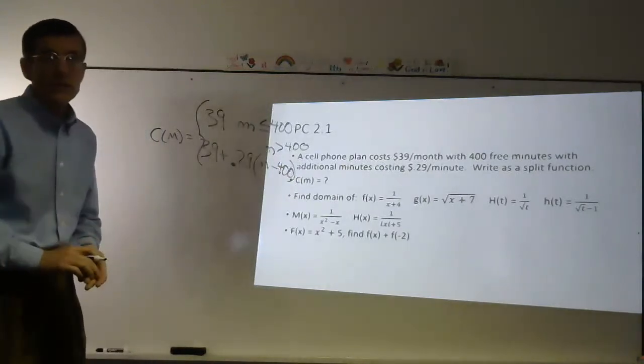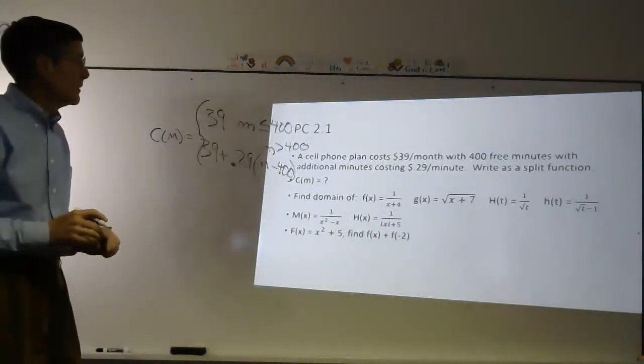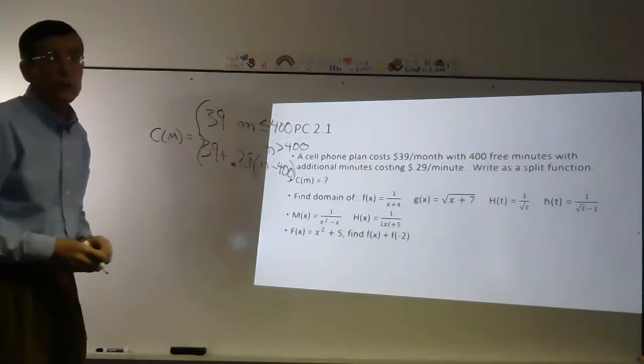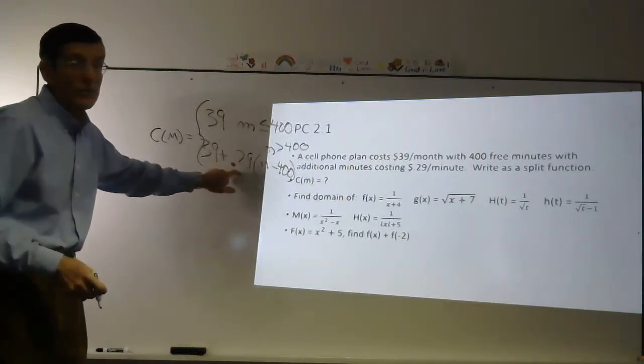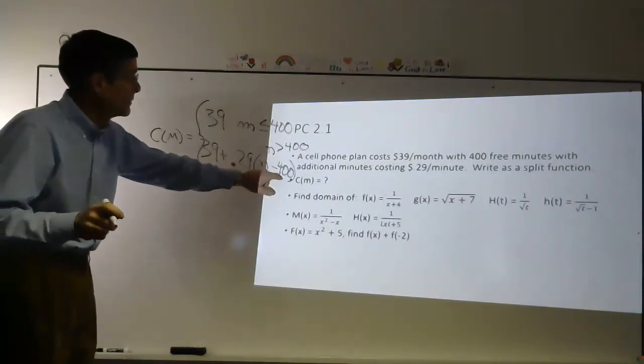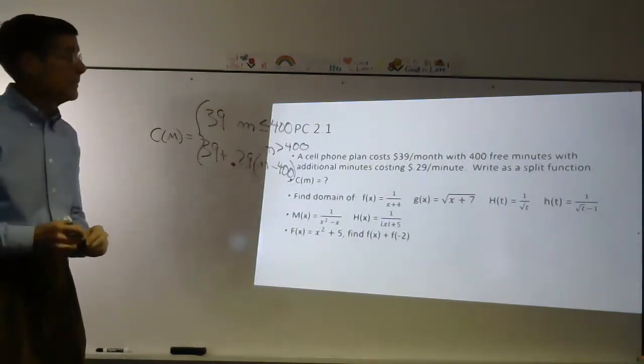Now think about that. Say you use 500 minutes in a month. You're going to have to pay more than 39 bucks. You're going to pay the 39, then you're going to pay 29 cents times your 100 extra minutes from 500 minus 400. Split function.